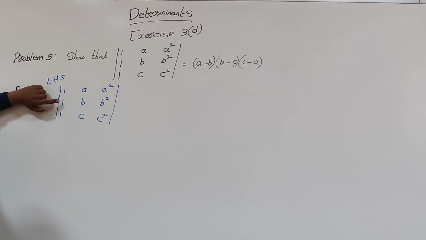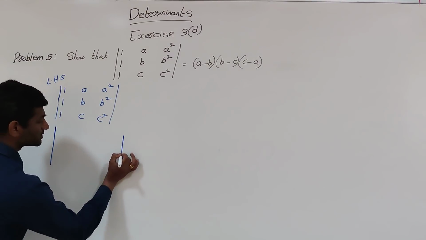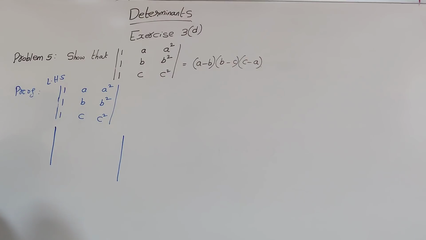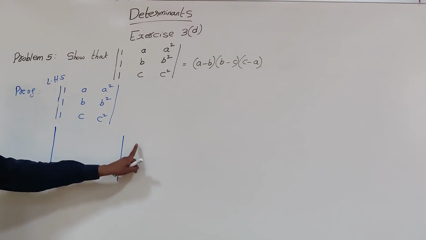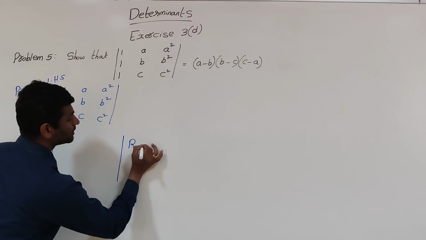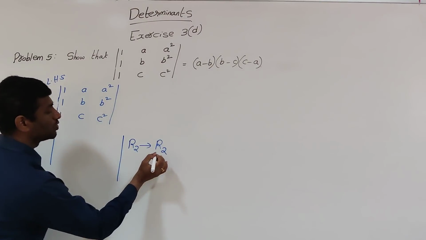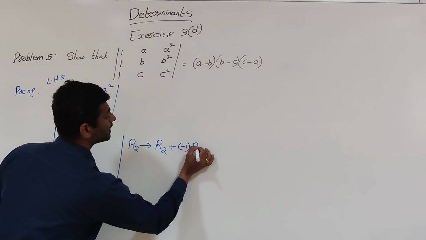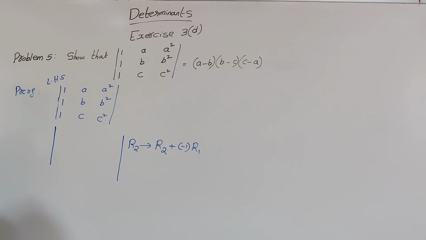So if you go for the elements of row 2, the elements of row 2 will be changed by adding minus 1 times the corresponding elements of row 1. So then it becomes 0. Whatever notations we are implementing, those notations should be written on the right side of the determinant. So what is the operation? R2 is replaced with R2 plus minus 1 times R1. So the determinant does not change.